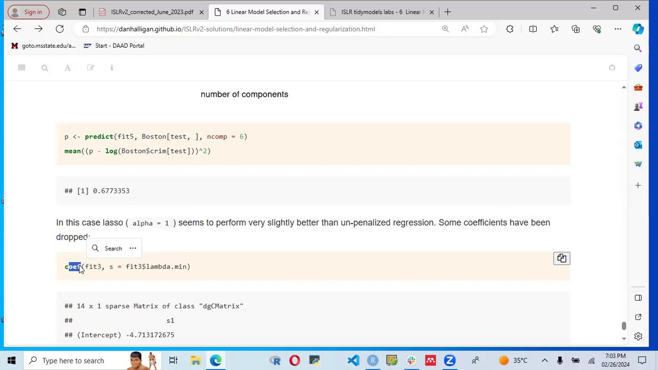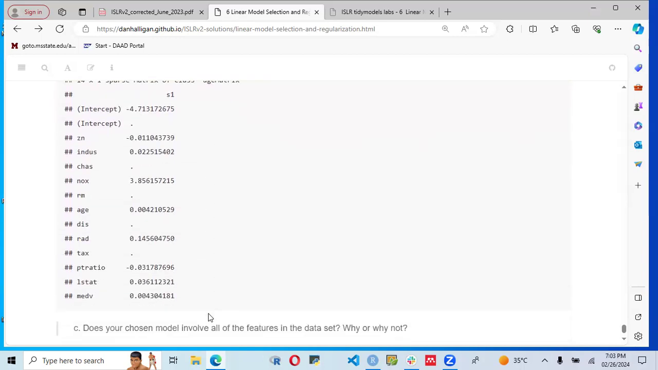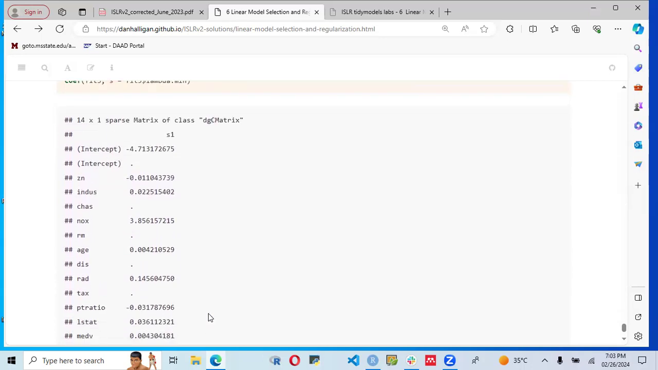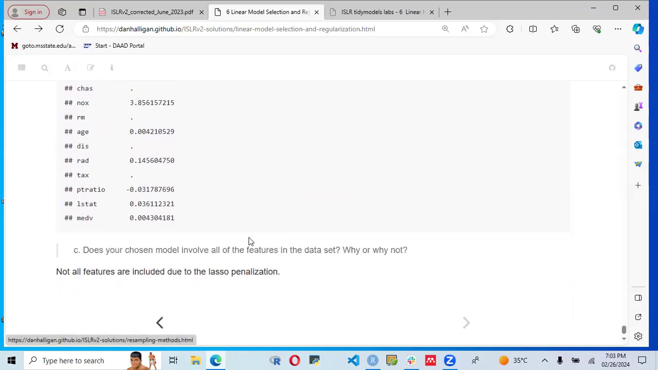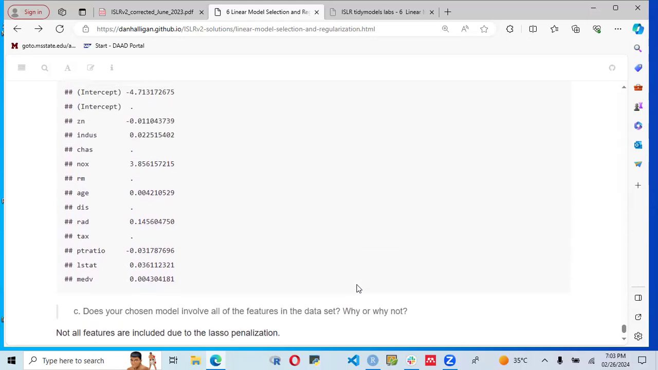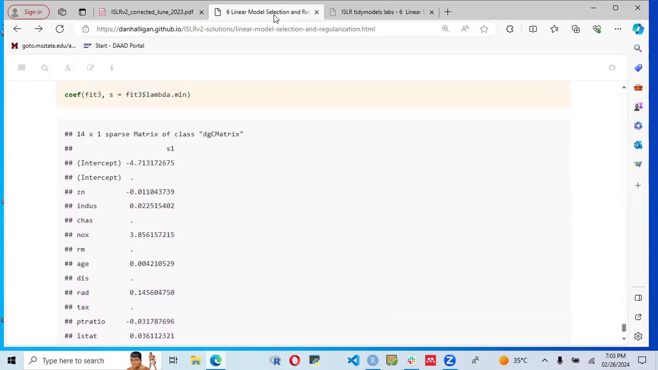So when you look at the coefficients of fit 3, s is fit 3 lambda.min. So we can see the coefficients, where we have the intercept, which is minus this, then these are other coefficients which we're able to get from the model. And here they were asking, does your chosen model involve all of the features in the data set? Why or why not? Not all features are included due to lasso penalization. That is why some features will be dropped.